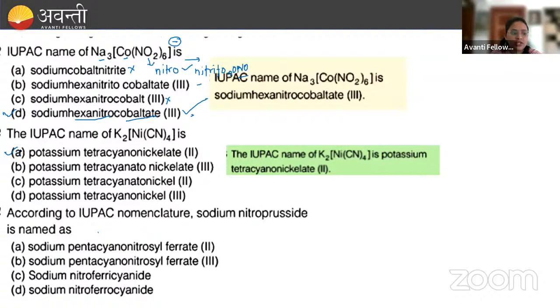Next, according to IUPAC nomenclature, sodium nitroprusside is named as. Yes. Do you know the structure of sodium nitroprusside? Okay, I will just give you the structure. Na2[Fe(CN)5NO]. Okay, so this is sodium nitroprusside. Tell me the name of it.